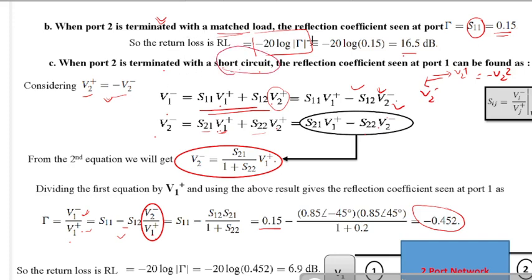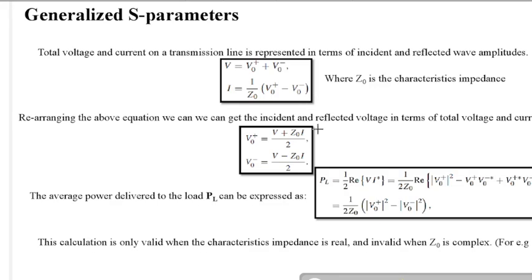If it is a matched load, then we are getting this. If short circuit, we are getting this. Then the return loss will be taking the 20 log of this, so 6.9 dB will be the answer. Okay, so with this, next we will see what the generalized S parameters are, meaning how do we generalize that.